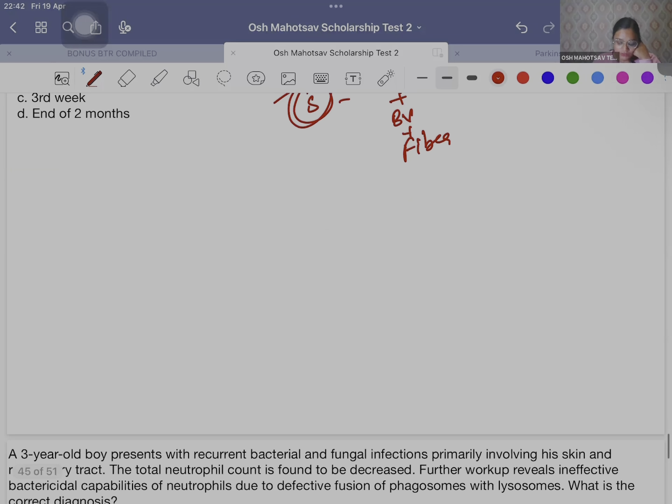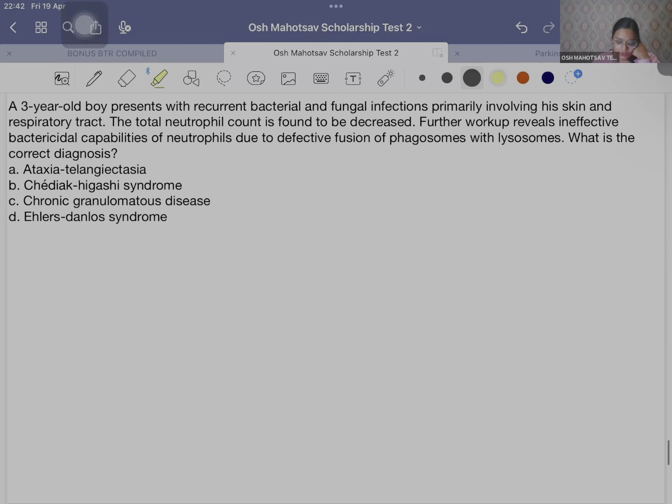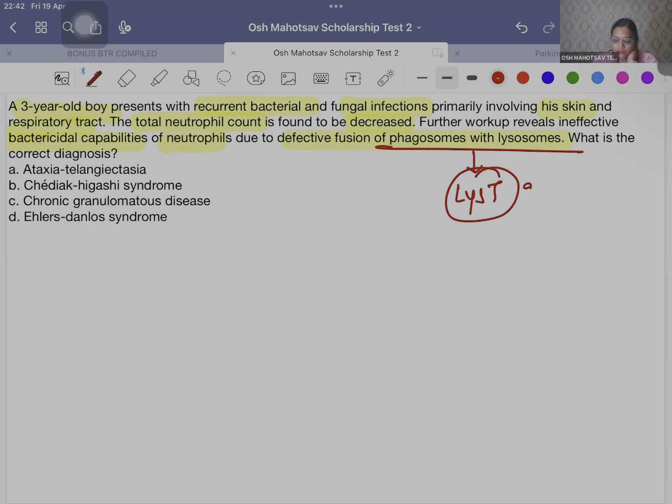Next is a 3-year-old boy presenting with recurrent bacterial and fungal infection involving his skin and respiratory tract. Total neutrophil count is found to be decreased. Ineffective bactericidal capacity of neutrophils. Defective fusion of phagosome with lysosome. Okay, so this is the defect in phagocytosis. In phagocytosis, we use one LYST gene. If the LYST gene is defective, the patient has defective fusion of phagosome with the lysosome, so those large granules will accumulate inside our neutrophils.